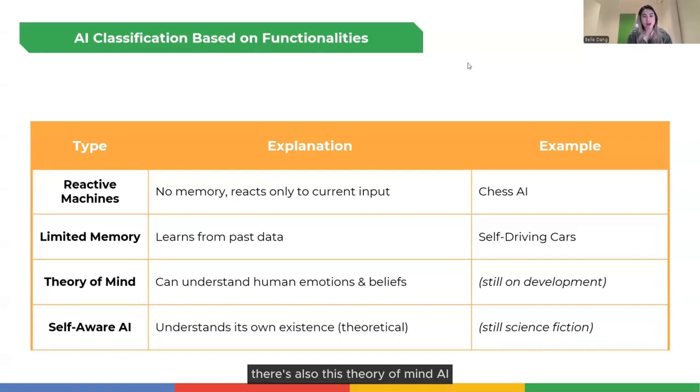There's also the theory of mind AI, although this is still in development and remains largely hypothetical. This refers to future AI that could understand emotion and intention. So imagine a chatbot that knows when you are feeling sad and responds with extra kindness. And the last one, the ultimate goal, self-aware AI, the AI that is aware of itself as an AI, its emotions, and the world. Well, this is really only found in science fiction. I'm not sure if it's even realistic in any sense.